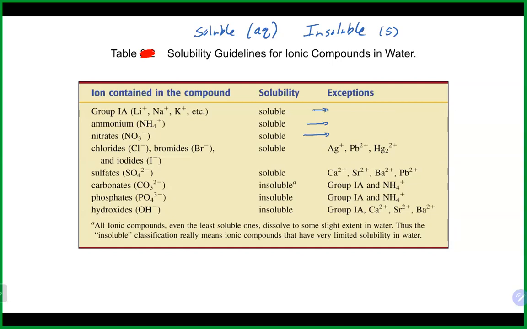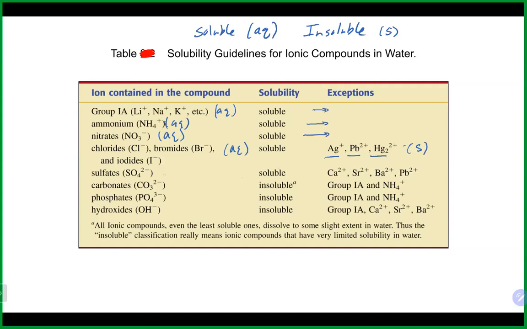Chlorides, bromides, iodides, they're soluble in everything, but there are 3 exceptions, which are silver, lead 2, and mercury 1. So what that means is if it is chloride, bromide, or iodide, it will be soluble and should get the aqueous symbol, just like these. Except if it is a chloride, bromide, or iodide that has one of these 3. So the exception would be the opposite: instead of being soluble, it would be insoluble if you had one of those 3 on the right attached to a chloride, bromide, or iodide.